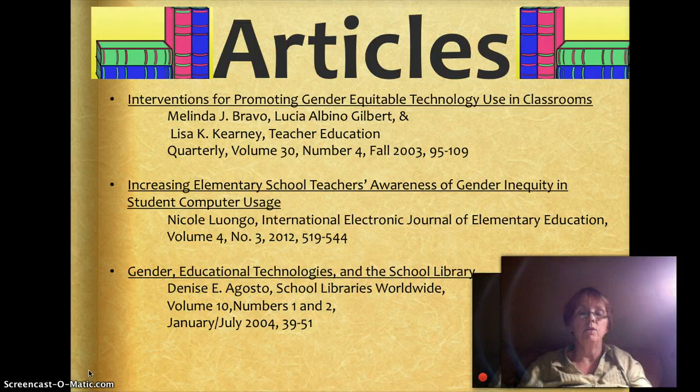The articles that I used for this research included Interventions for Promoting Gender Equitable Technology Use in Classrooms, Increasing Elementary School Teachers' Awareness of Gender Inequity in Student Computer Usage, and Gender, Educational Technologies and the School Library.